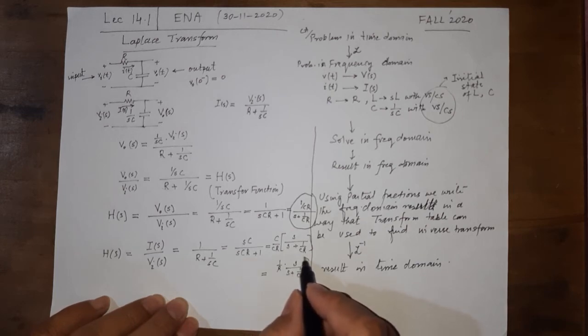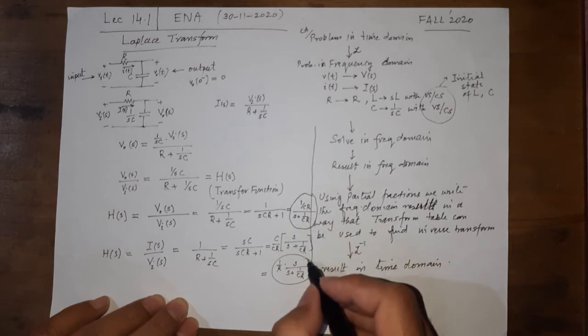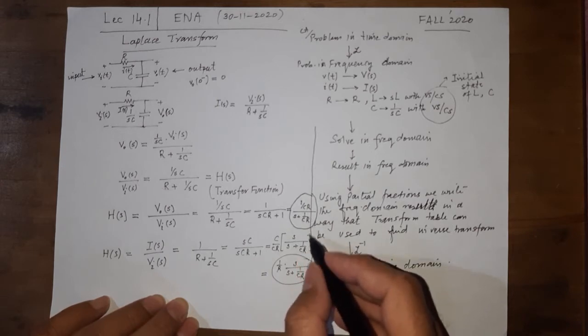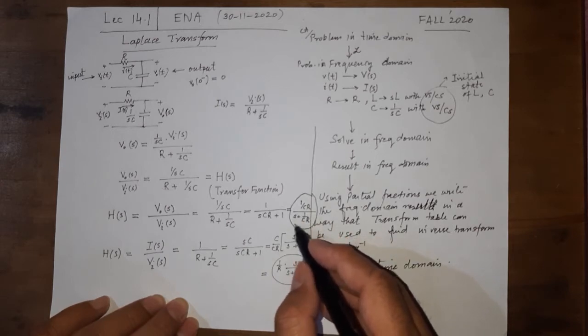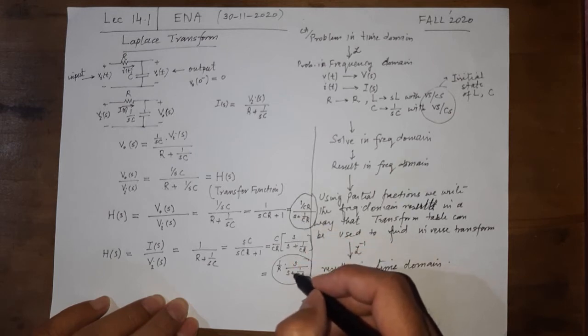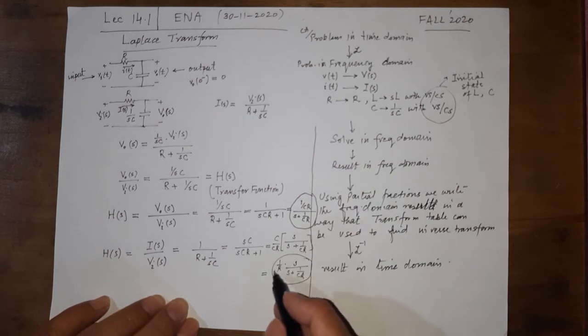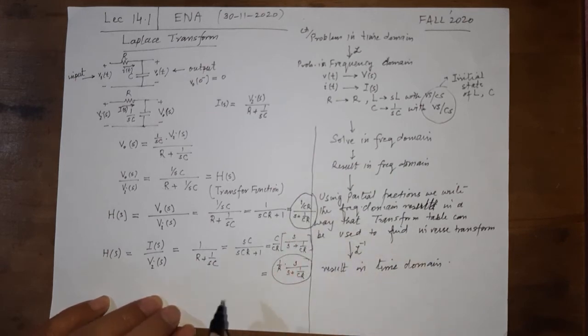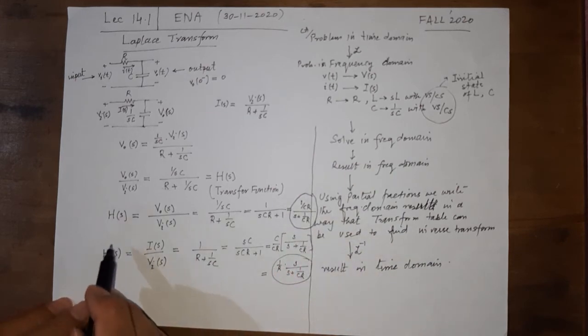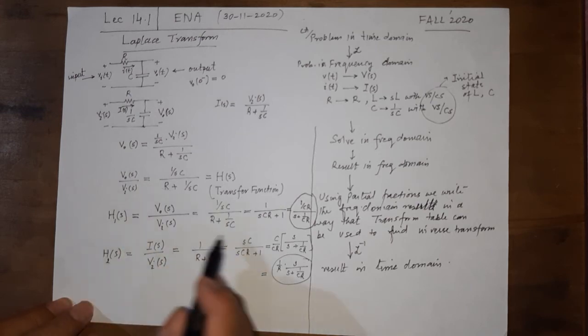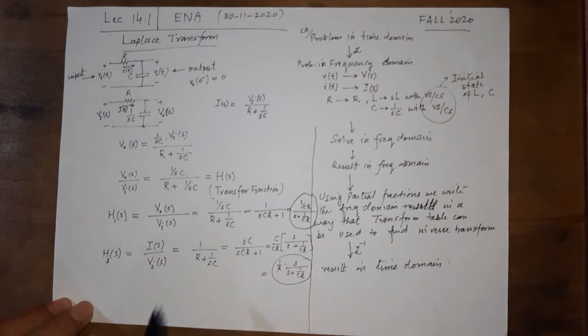So if we compare these two enclosed expressions, we see that the denominator term is the same, S plus 1 over CR, but we have S here in the numerator, no S here, and some constant multiplying the whole expression. So we see the transfer function for the same circuit is different if we are looking at different inputs or different outputs.